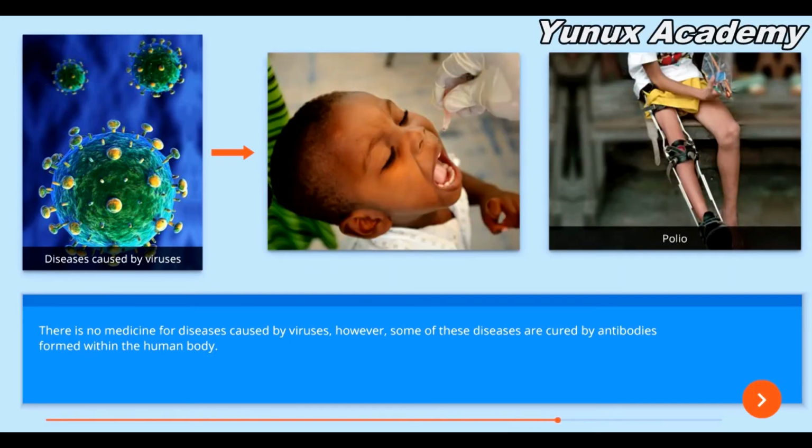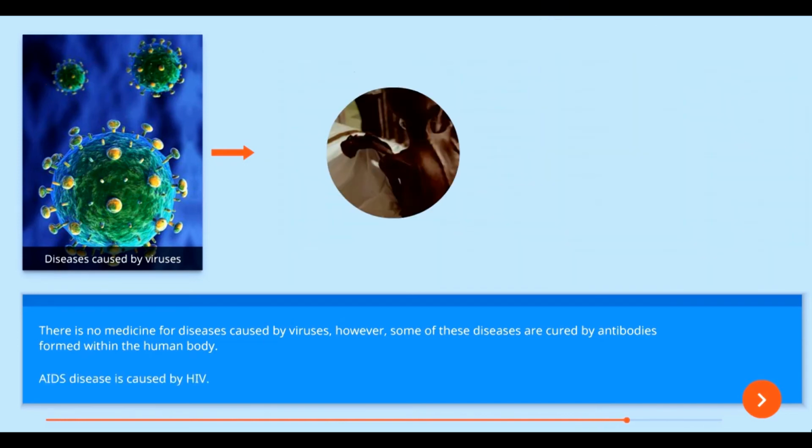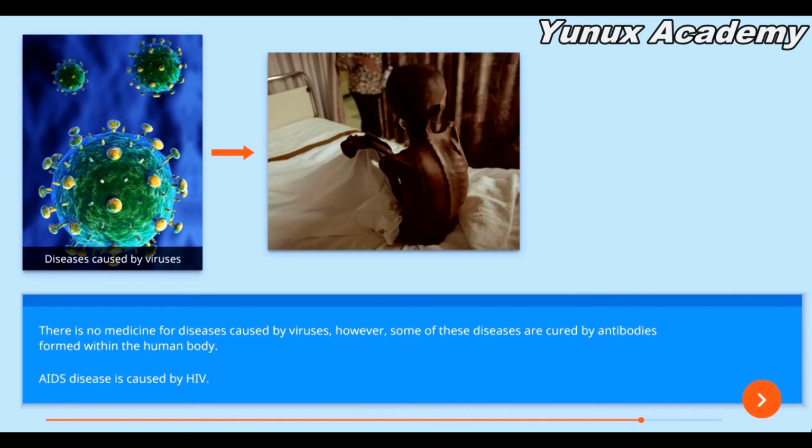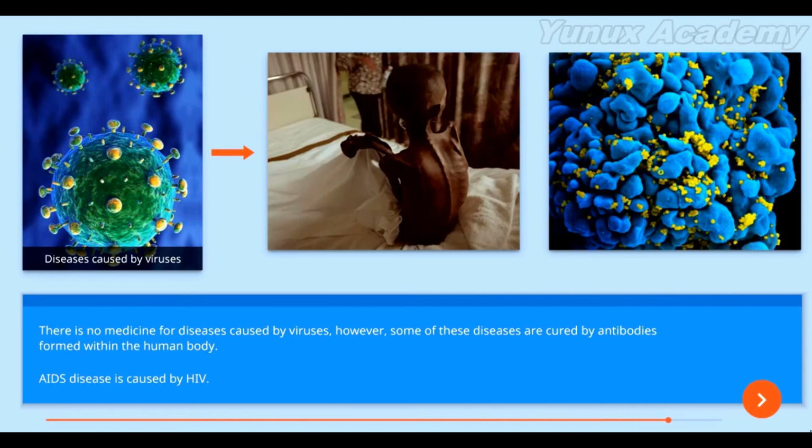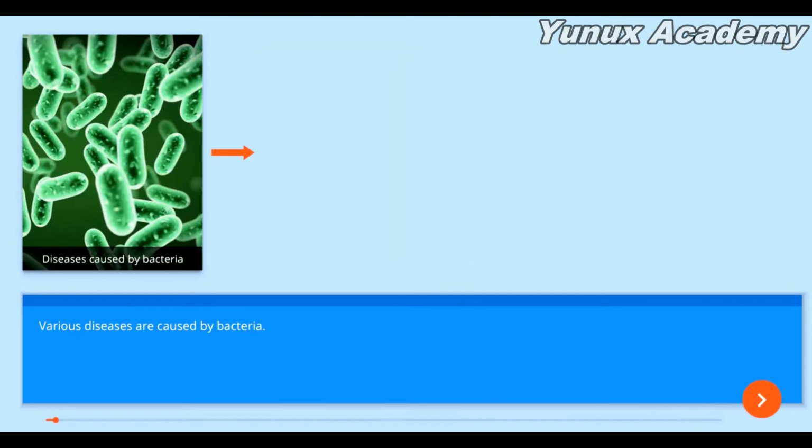Vaccines for polio, often called infantile paralysis, are given when young, and these antibodies stay in the body and prevent polio for the rest of life. Acquired immunodeficiency syndrome, or AIDS, is a disease caused by a virus called human immunodeficiency virus, or HIV, and no treatment to cure this disease has been discovered yet.